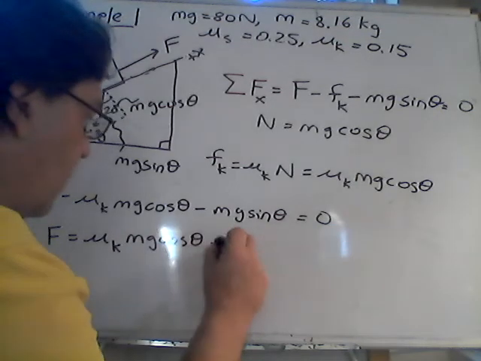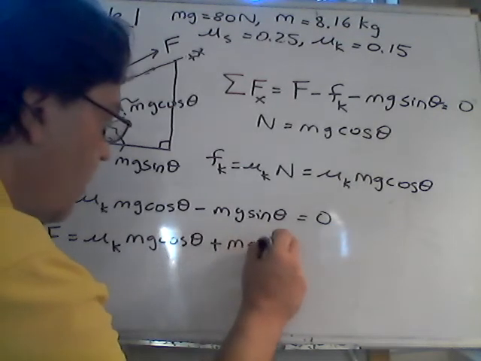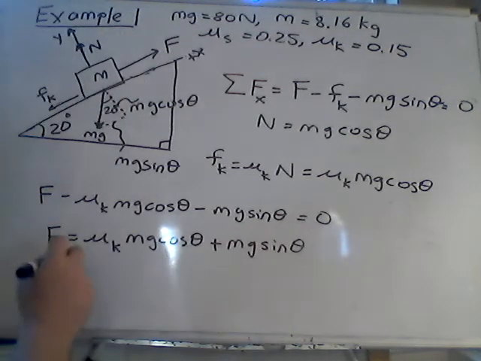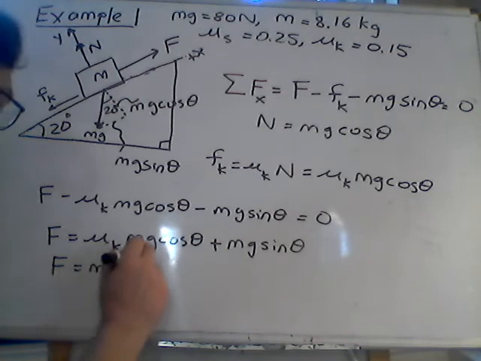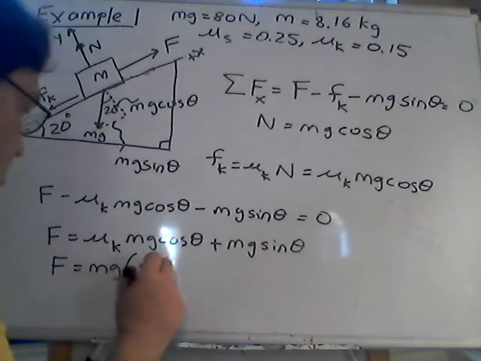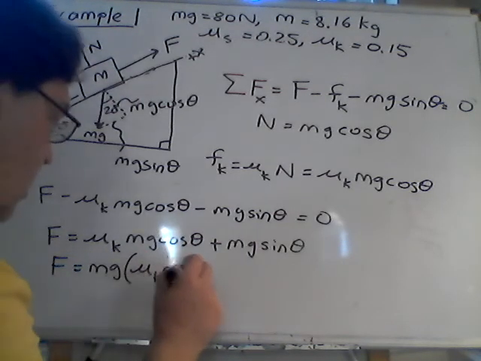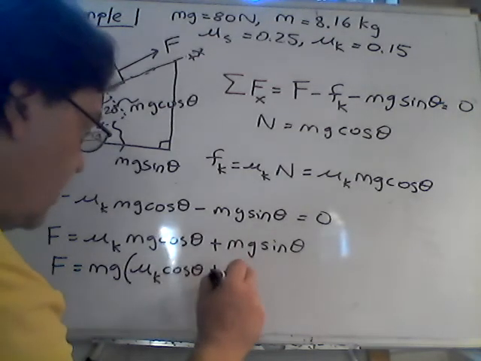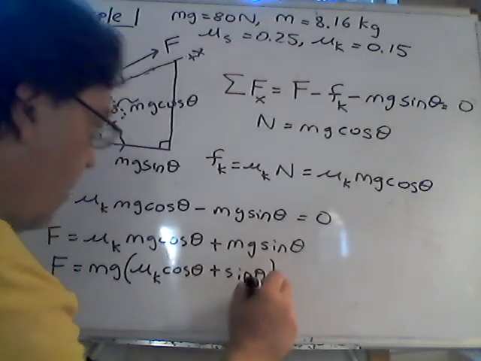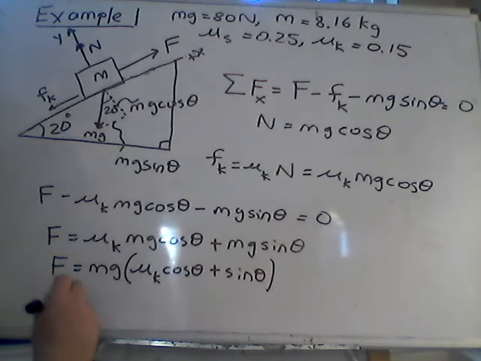cosine of theta plus mg sine of theta. I can factor out the mg. I have mg times parentheses mu sub k cosine of theta plus the sine of theta. Finally, I can write the numbers in.